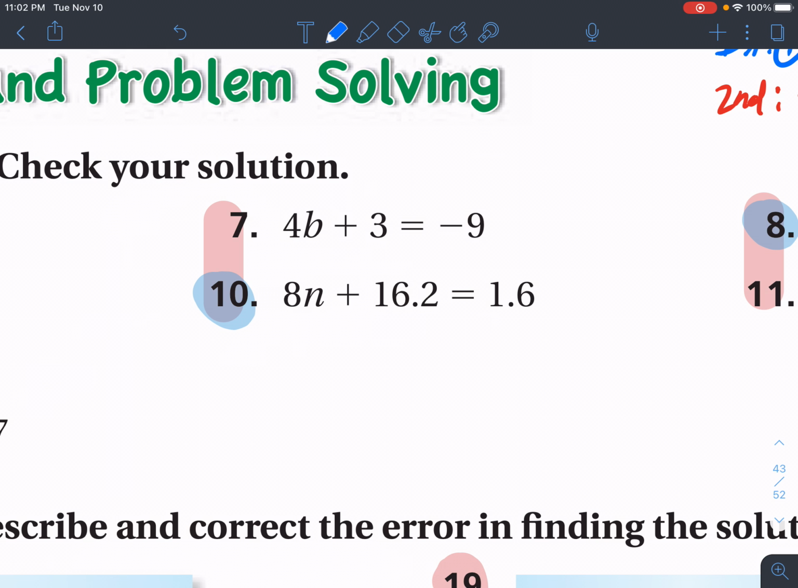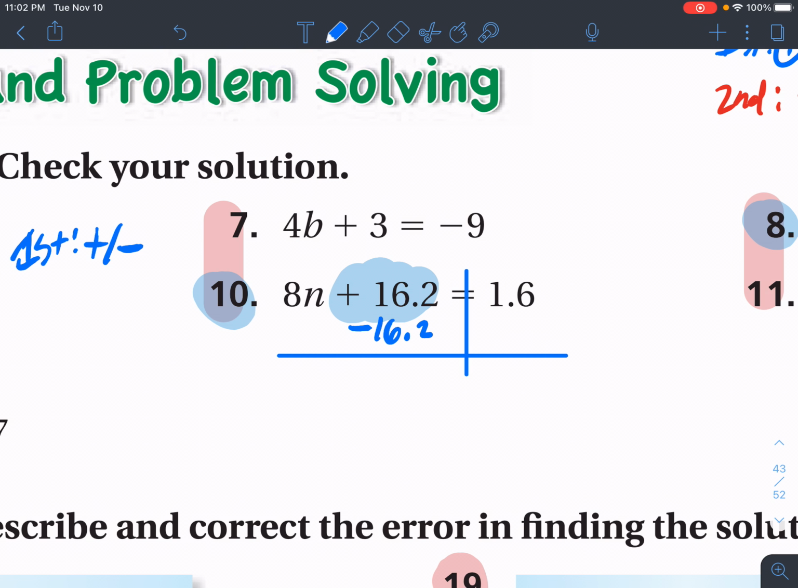So here, again, first step is adding or subtracting. Here I see I got a subtraction problem, so I'm going to subtract 16.2. What I do on one side, remember you want to keep it balanced. I'm actually going to line it up just so it comes out a little bit nicer. I'm going to have to use a calculator on this one because that one's going to be a little bit interesting. So let me pull out a calculator. I'm going to type in 1.6 minus 16.2. That's going to get me negative 14.6. Cancels out here. You're going to be left with 8n.